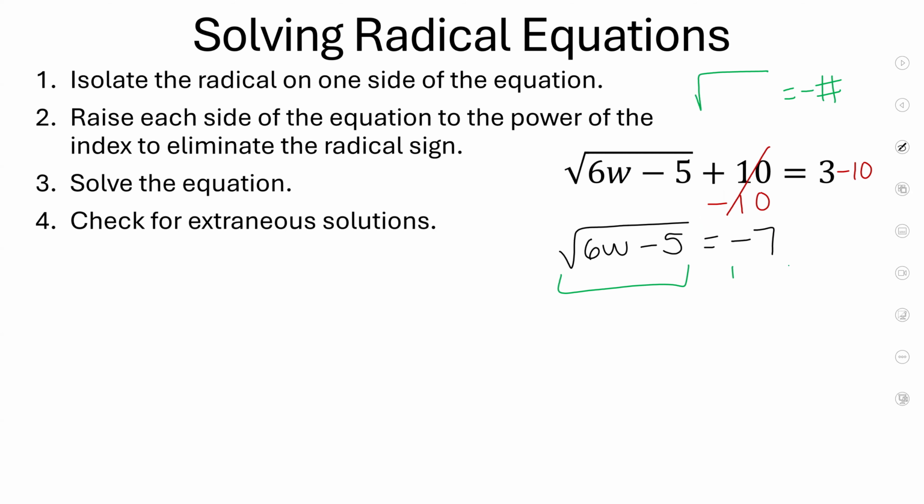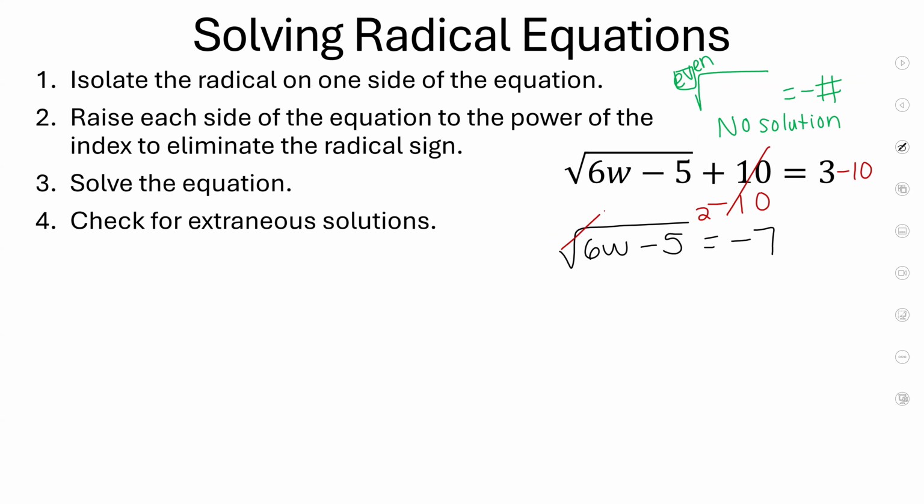So guys, nothing is written right here. What is my index? 2. For a square root, your index is 2. That's an even number. Whenever this is an even number and it equals a negative, it's no solution. So you can stop here and just write no solution. I'm going to keep going just so you can see. I'm going to go ahead and square both sides. I'm left with 6w minus 5 equals, what's -7 squared? 49.